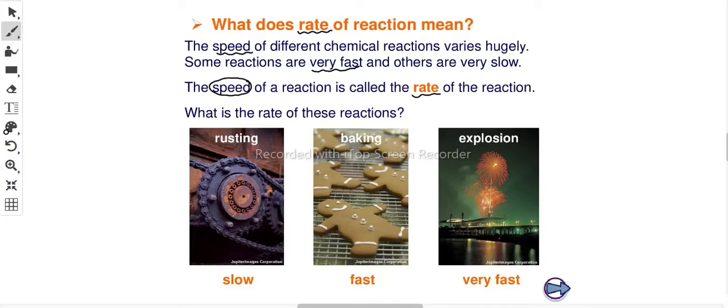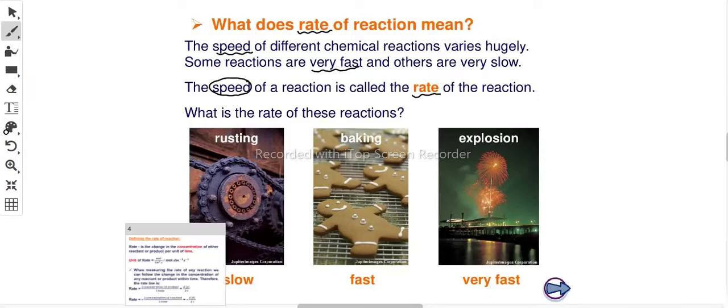Looking at the different figures presented inside the slide, we can find that we have here different types of chemical reactions: roasting, baking, explosion. Starting with the roasting, it is considered a slow chemical reaction, while baking is fast. And for the explosion, compared with baking and roasting, I can classify it as a very fast chemical reaction.